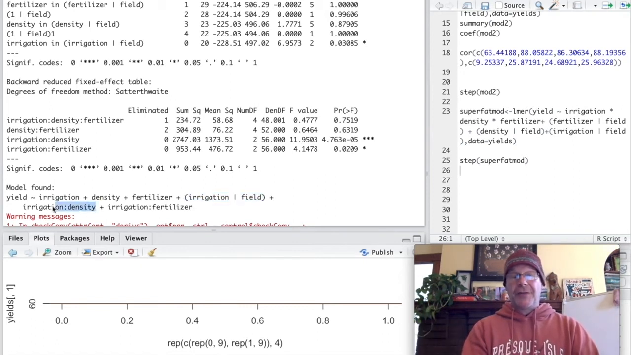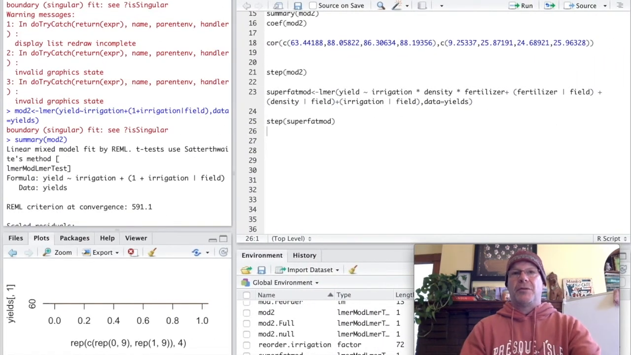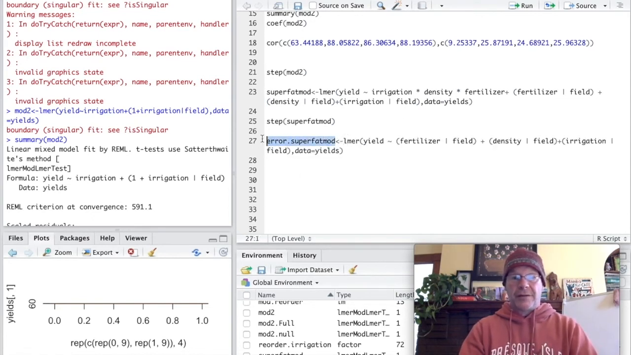And then it's also saying that we should have these different interaction terms in there, that we also want an irrigation by density interaction and an irrigation by fertilizer interaction. So we would have gotten the same answer had we just done it as two separate approaches. As I mentioned, the accepted approach is to first do your error structure and then do your fixed effects. So I'm going to do just the error term. I'm going to create an object here called error super fat model.